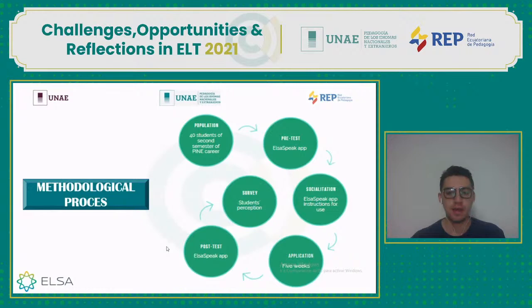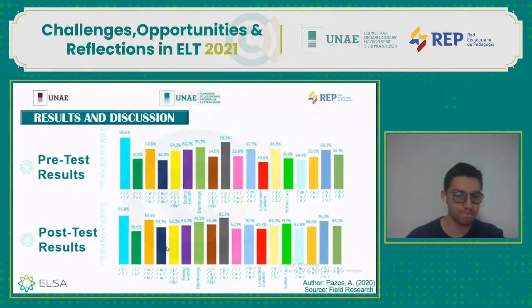This experiment in which the student had to carry out the activities proposed by the app lasts for about 5 weeks. Then, the post-test was applied using the same software in the students, and the results were tabulated and analyzed in order to determine if there was a change in the results. And finally, the survey was applied to the students in order to find out their perception gap. Well, let's check the analysis of the results.